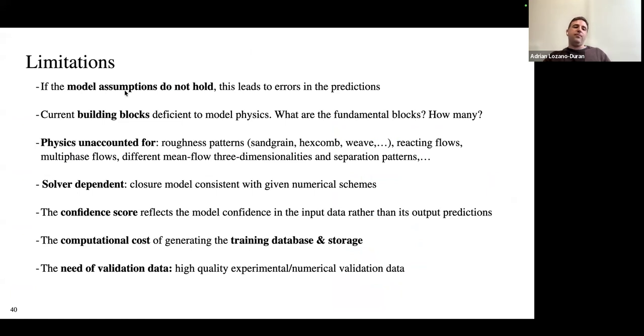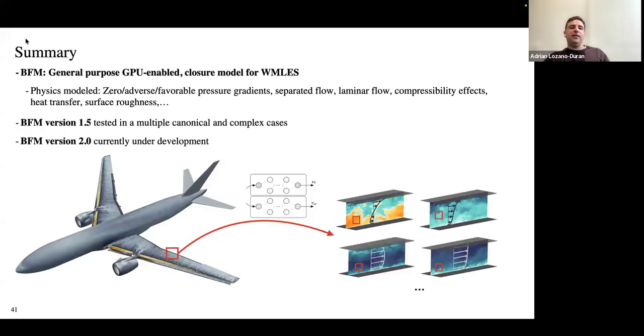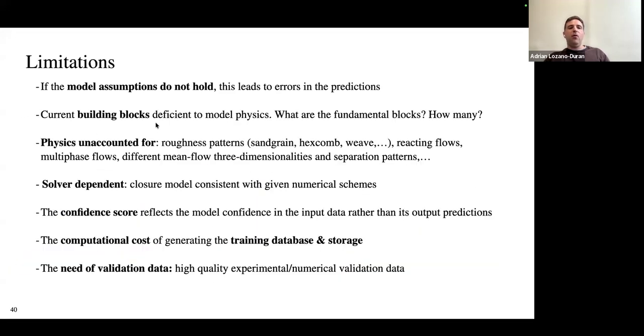The first one, I don't know if it's a limitation, but it's kind of an obvious thing: the strongest assumption of the model is that in the training data we have these simple cases, and if we look at the smaller scales of those cases, we can extract the key physics to predict other complex cases. That is true in many cases, but not always. If that doesn't hold, that will propagate into the predictions. And that's related to the building blocks that we know are deficient in modeling some physics. They are good for one physics, but not for all of them.